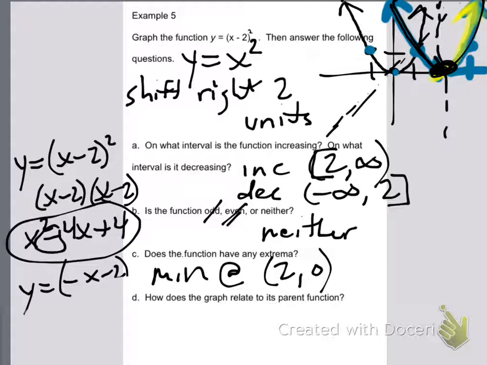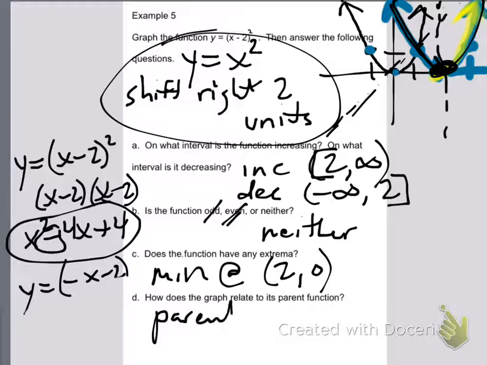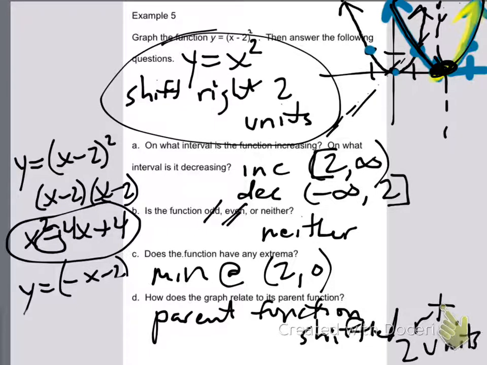Okay? How does the graph relate to its parent function? Well, we just talked about that up here. Okay? So we shift right 2 units. So it's the parent function shifted right 2 units. Okay? So that's hopefully a fairly simple example of the shifts. Okay? We've done shifts, we've done reflections. This should not be, hopefully not, new material to you.